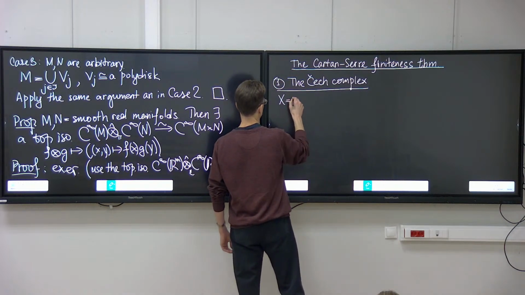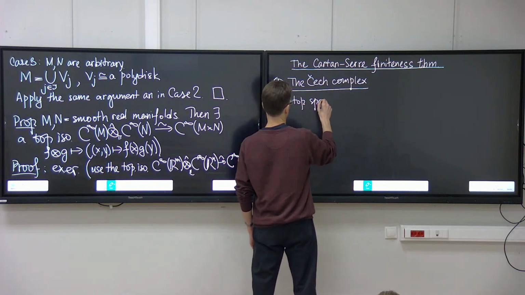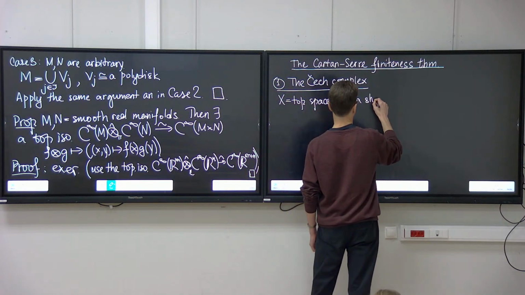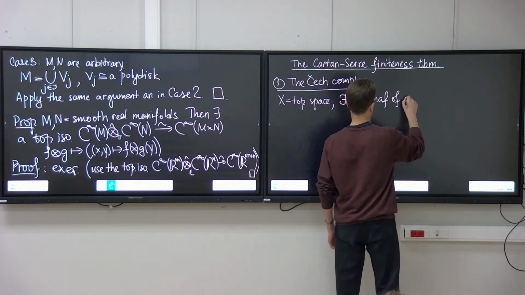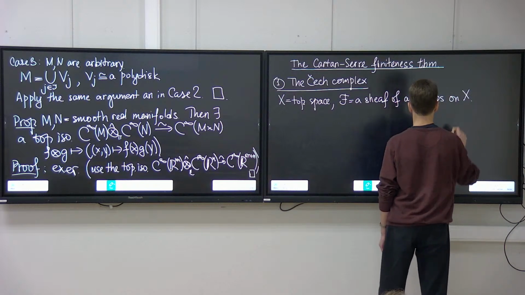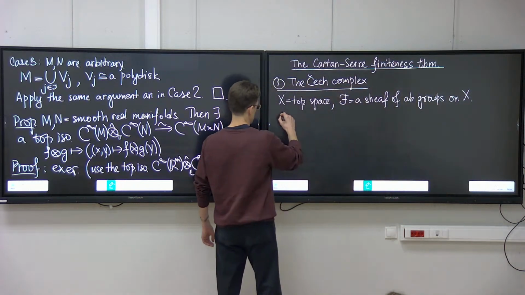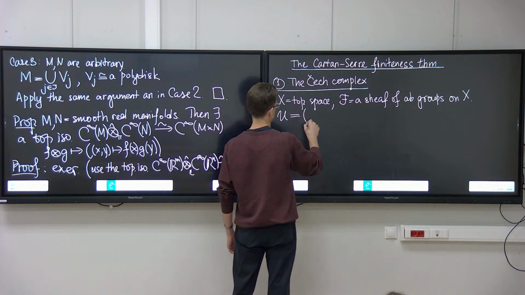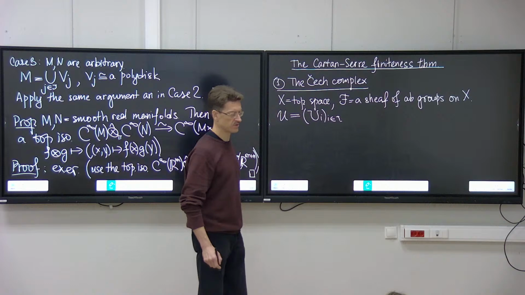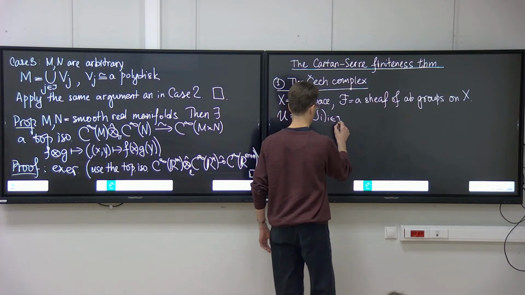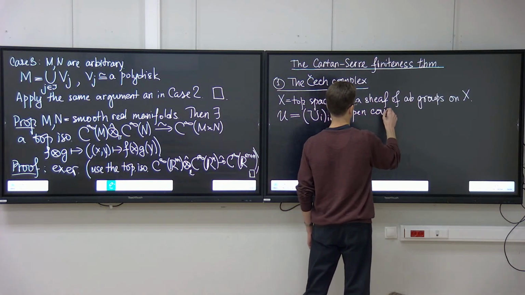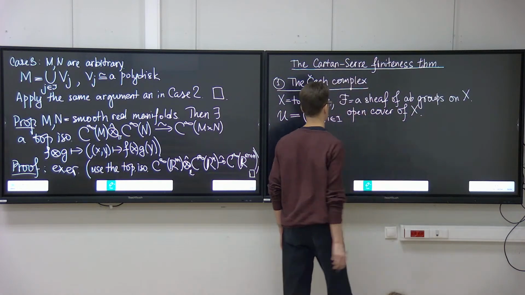So suppose that X is a topological space, and suppose that F is a sheaf of abelian groups on X. And suppose that we have an open cover of X, so the elements of the cover will be indexed by an arbitrary set I.